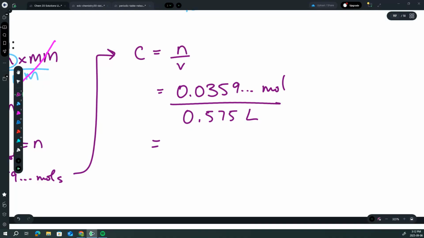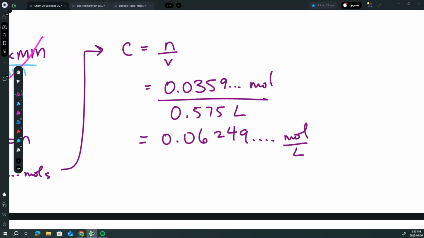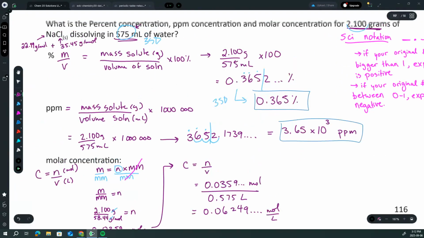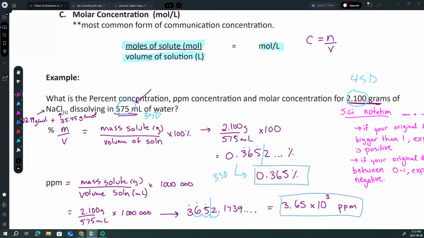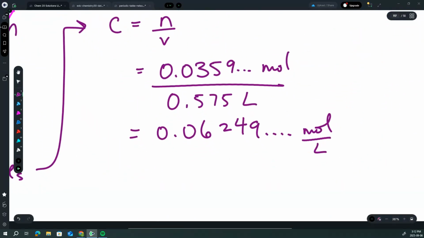Okay, so when I divide those two numbers, I get 0.06249. The number keeps on going forever, and that's moles per liter. Looking at my numbers, I have to put this into 3 sig digs. So starting by counting our significant digits from the far left: 1, 2, 3, there's my cutoff line. I'm not counting these zeros because they are leading zeros.